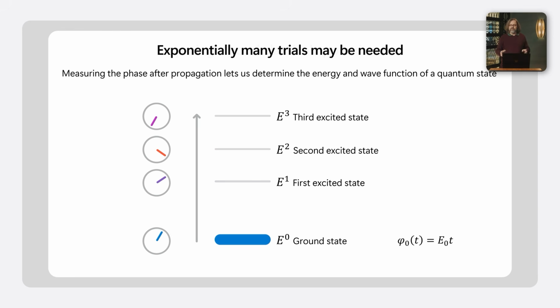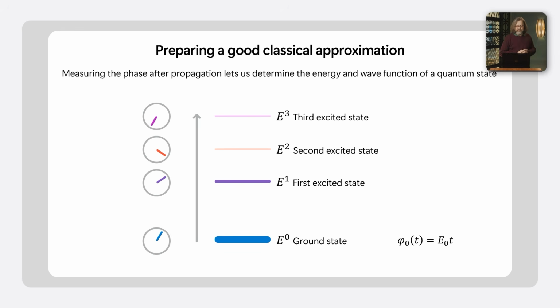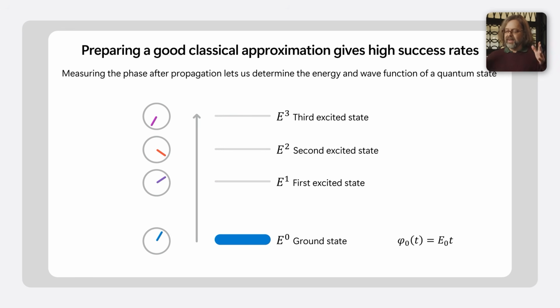So what can we do? We don't know the ground state, and we don't want to start from a random state. But here's the solution. If I can prepare a good approximation to the ground state, maybe 90% of the amplitude is in the ground state and a bit of the rest elsewhere, then that is good enough, because now most of the time when I measure, I will measure the phase and thus the energy of the ground state. And the wave function then collapses to the exact wave function of the ground state.